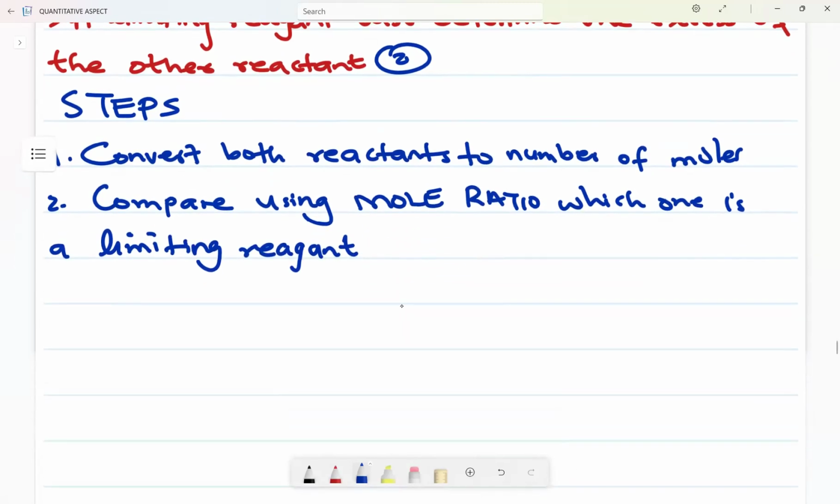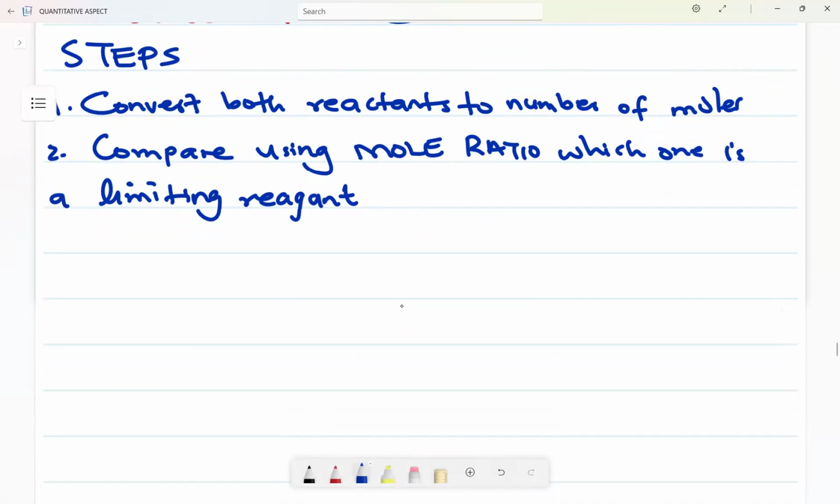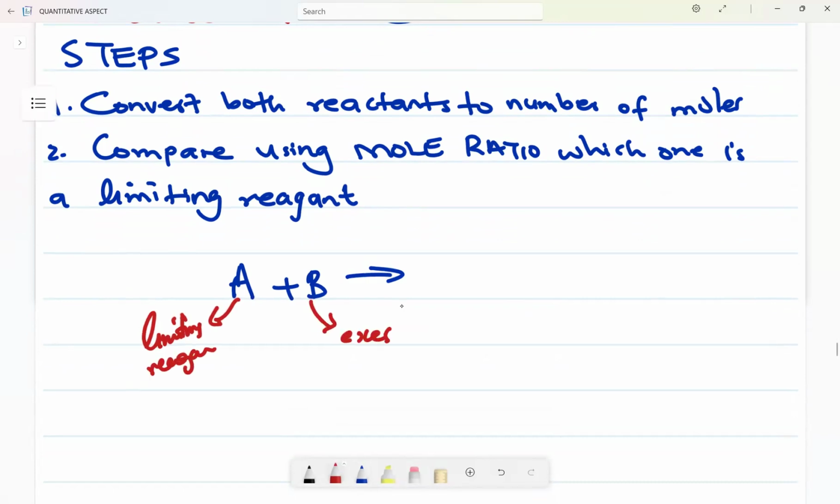I repeat, if A reacts with B, whatever it forms, it's fine. If A is the limiting reagent, then B is in excess. Remember what a limiting reagent is: it is a reactant that is completely used in a reaction. So if A reacts with B, what will happen? If A is finished, then there will be some of B remaining. Therefore, we call that the one that is in excess.